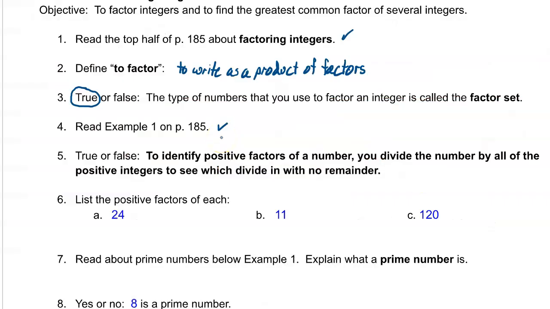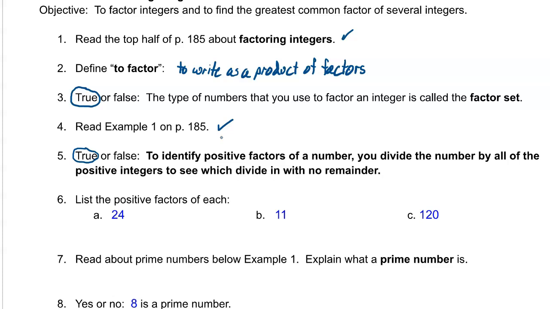So we have looked at example 1. Now number 5, true or false. To identify positive factors of a number, you divide the number by all of the positive integers to see which ones divide in with no remainder. That is true. Now that sentence describes how you find factors of a number. Let's try this. Number 6. List all the positive factors of the number 24.